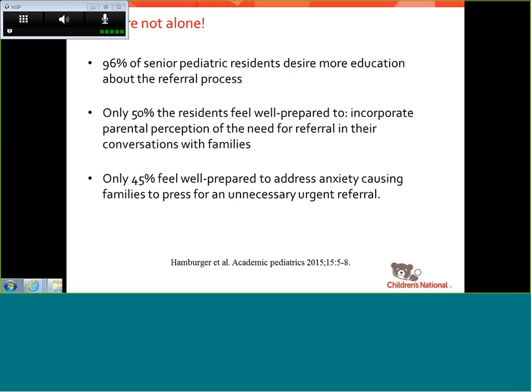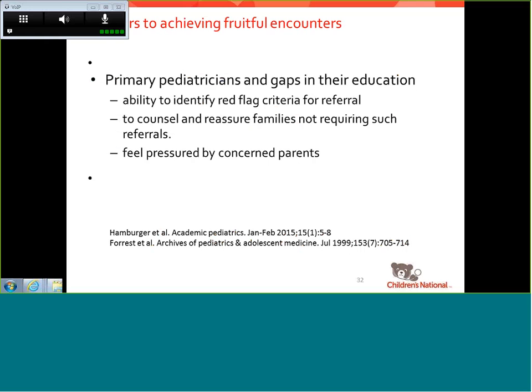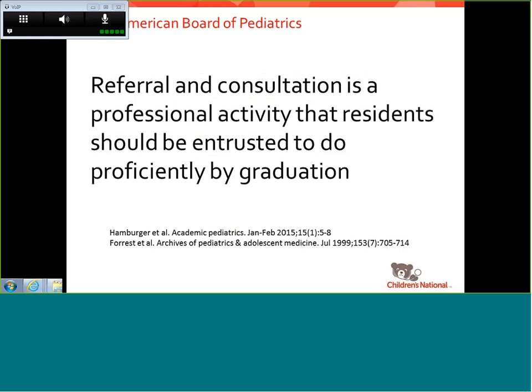We know that there is a gap in education in residents when it comes to subspecialty referral. Dr. Eli Hamburger from Children's National and her colleagues found that less than 50% of pediatric residents graduating their training felt comfortable or prepared addressing anxiety as it relates to referral and subspecialty consultations. They also had focus groups with primary pediatricians who identified gaps in their education when it comes to red flag criteria for referral, how to counsel and reassure families that do not need a referral when they present with a common complaint, and many pediatricians felt pressured by concerned parents.